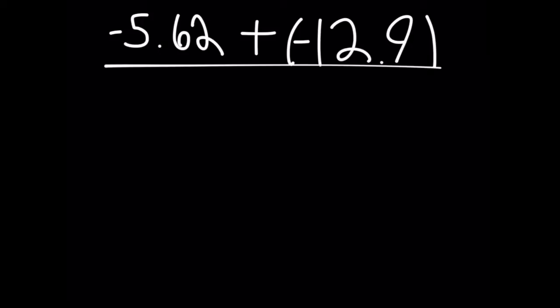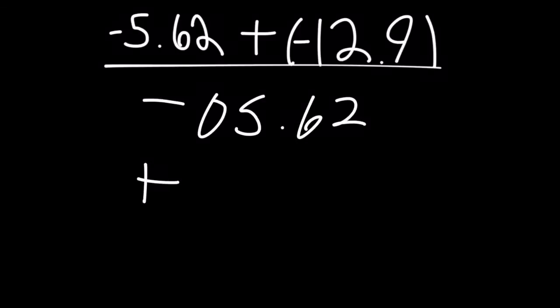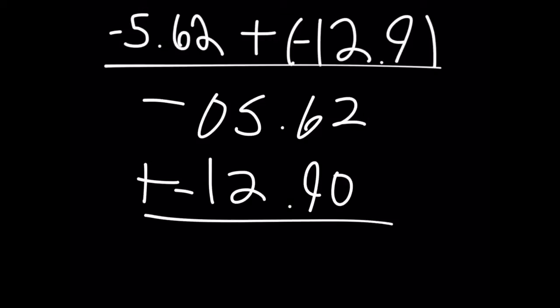To solve this problem, you need to write negative 5.62 plus negative 12.9 and add a 0 for a placeholder. Then you add, like usual, 2, 15, 8, and 1, and that's your answer.